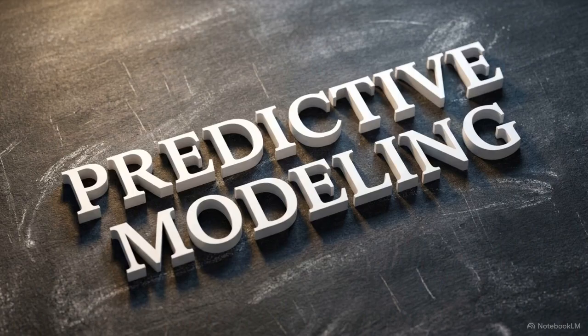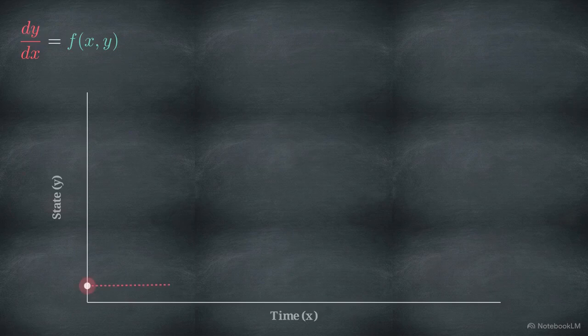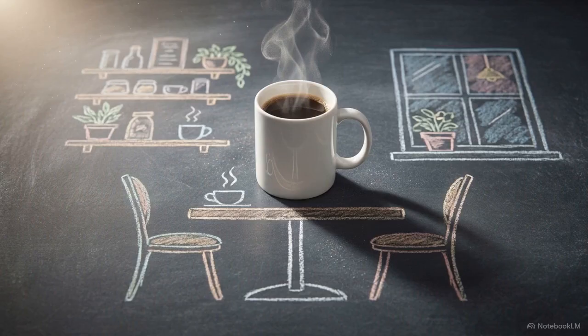Scientists use a specific mathematical structure called a differential equation to bridge that gap. It is a formula built entirely out of these present-moment rates of change, used to calculate what the future will look like. We can see this math in action with a simple cup of coffee.